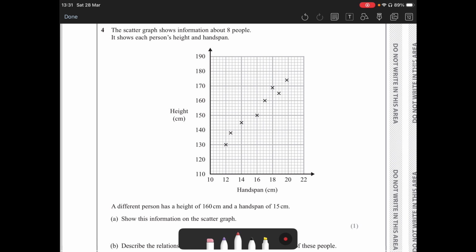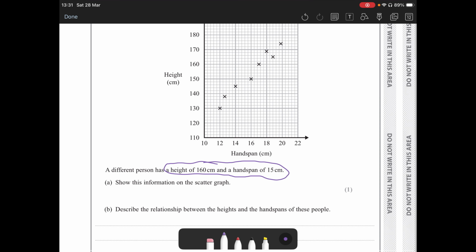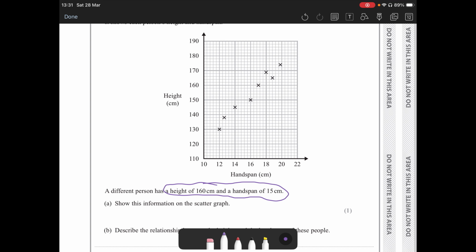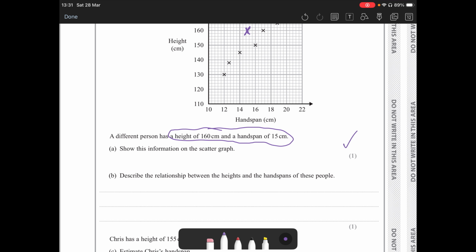Number 4, scatter graph. Okay, so always read these questions carefully. But yeah, it wants you to plot this point. So make it clear that you have read this. All it wants you to do is just to put a cross, just like the other points, at 160 and 15. So that would go exactly here. Be accurate, please, people. But yeah, if the examiner doesn't see that, don't be surprised to not get the mark. There we go, easy mark. That's probably the easiest mark in the whole paper.